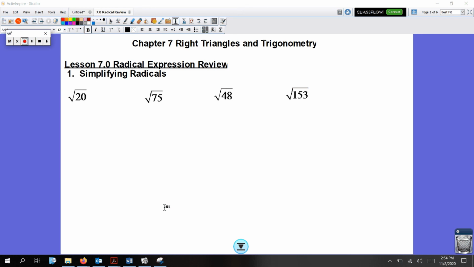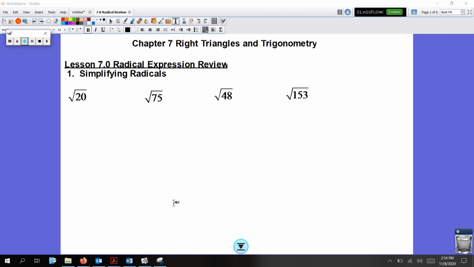All right, today we are going to begin chapter 7. I just want to review some simplifying radicals and operations with radicals, like multiplying and dividing with radicals. So, first, let's start off with simplifying radicals.